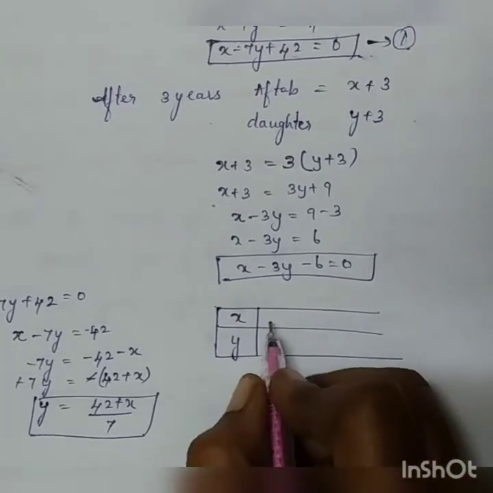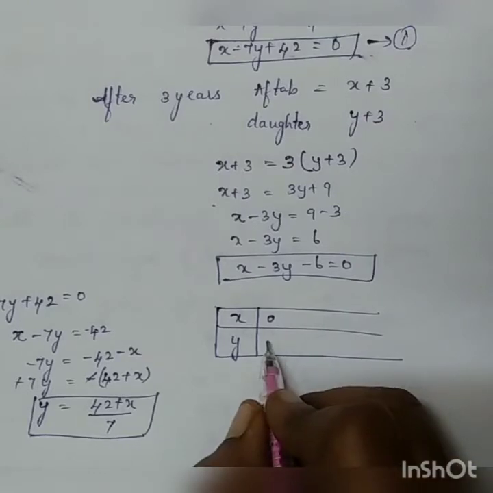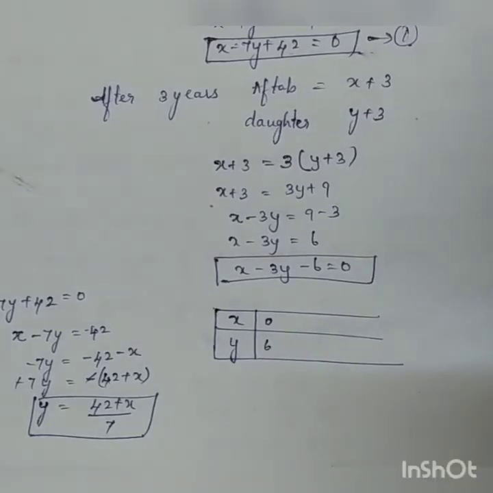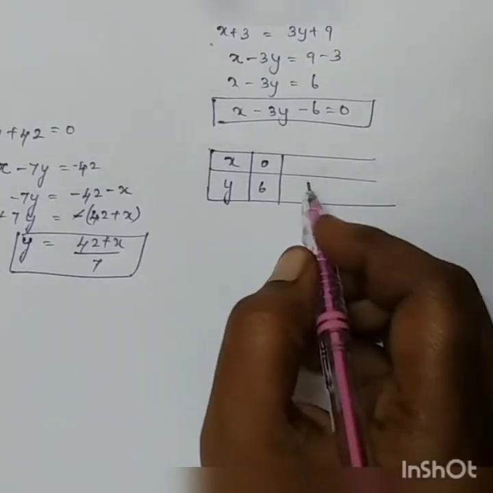Now give the values for x. Let us put x is equal to 0. Then y value becomes 6 here. Now give the next value for x. x is divisible by 7, so we can give it in terms of 7. So let us give the value 7 here.